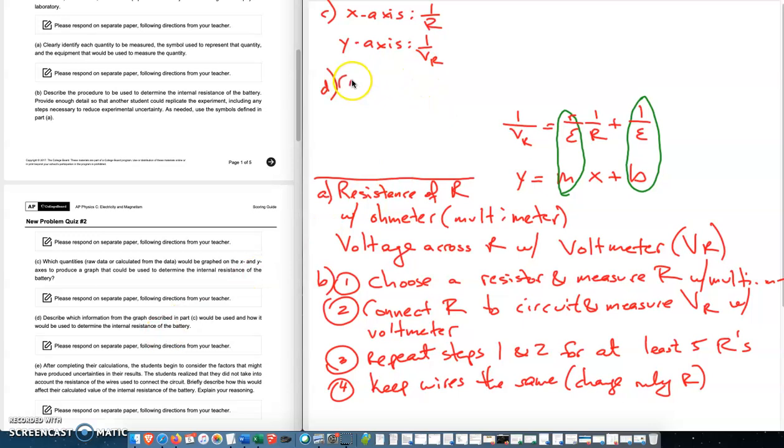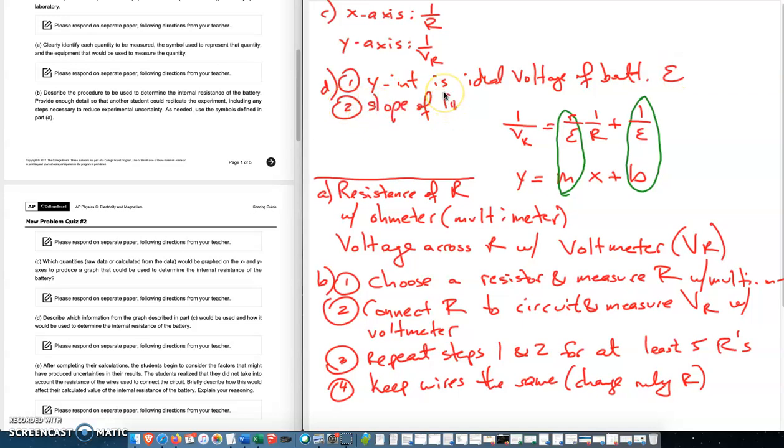Okay, so step 1, y-intercept is ideal voltage of battery. 2, slope of line graphed is R over E. So R equals y-intercept times slope, because the y-intercept is, oh wait a second, no, the y-intercept is 1 over E. 1 over E. All right.